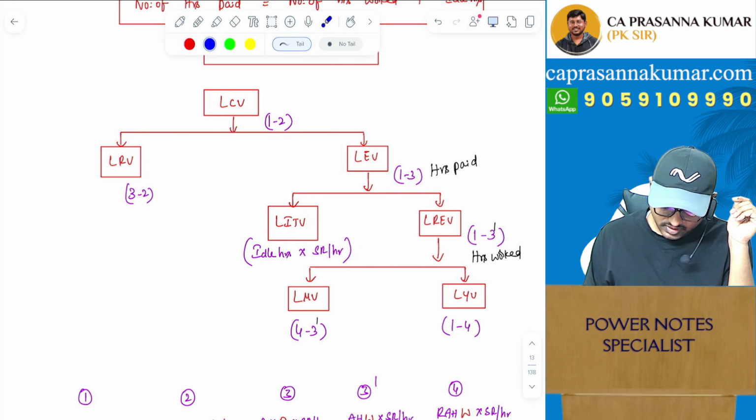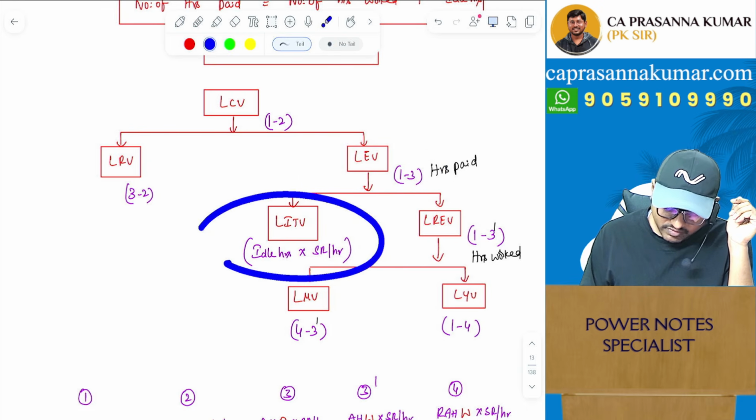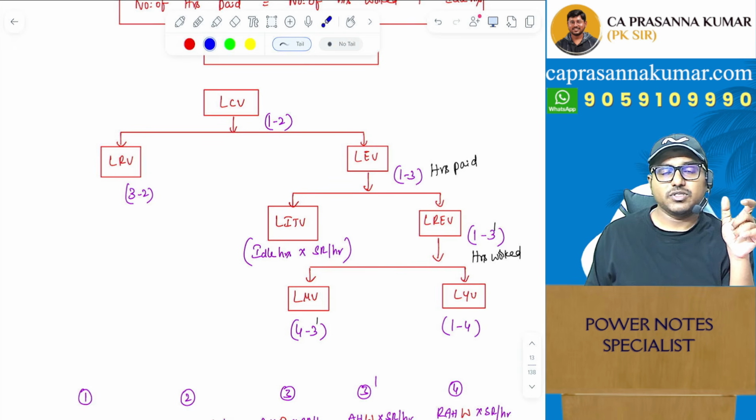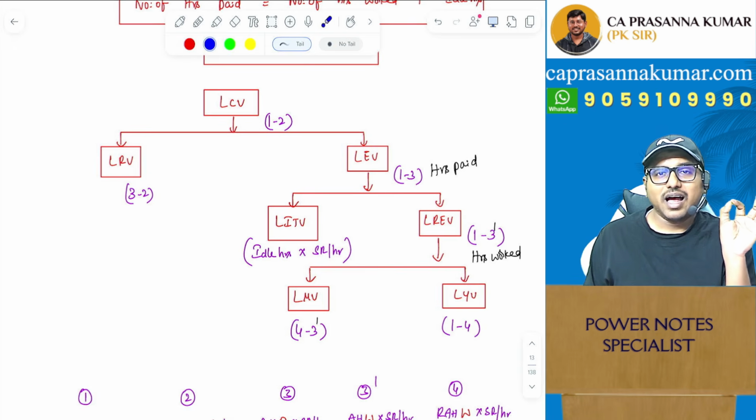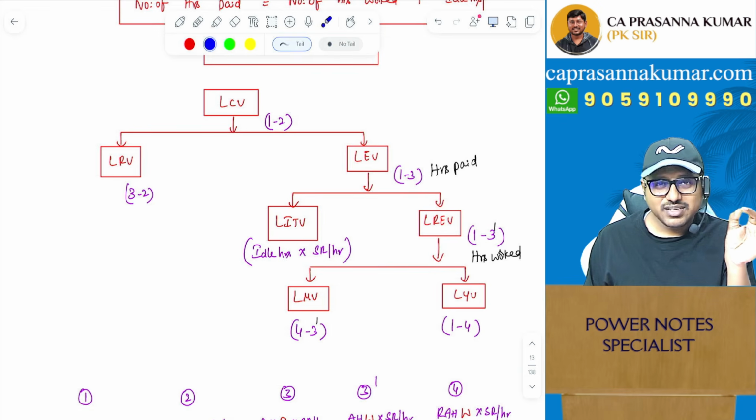Problem. Okay. Then what about idle time variance? For this, there is no formula based on number. Idle time variance is simple: idle hours into standard rate per hour. How to calculate idle time variance? Idle hours into standard rate per hour.